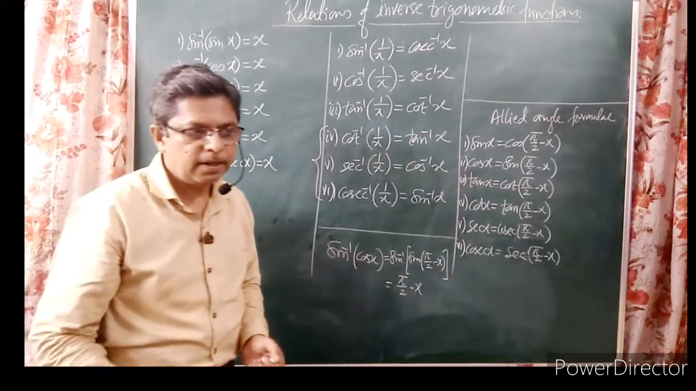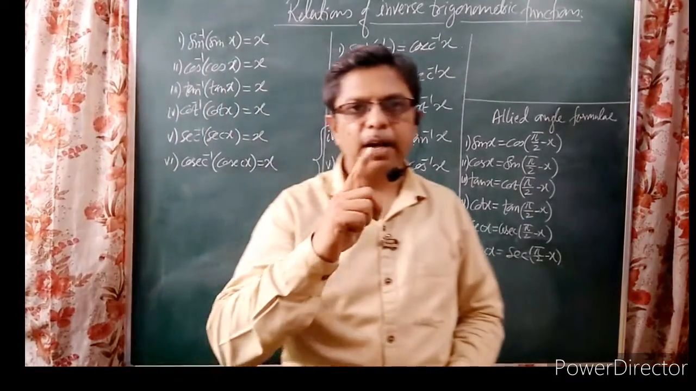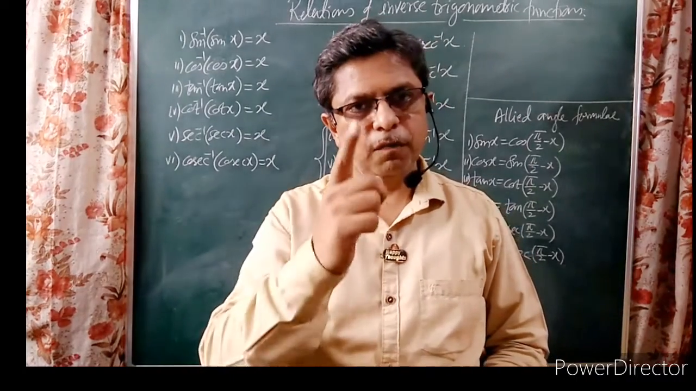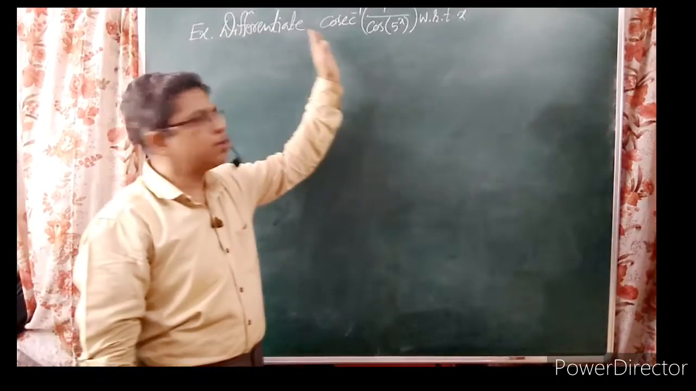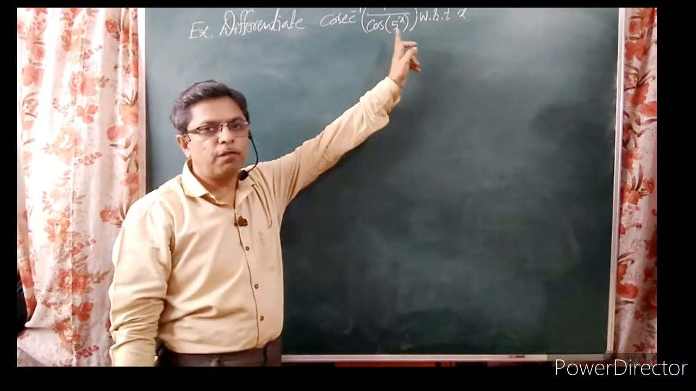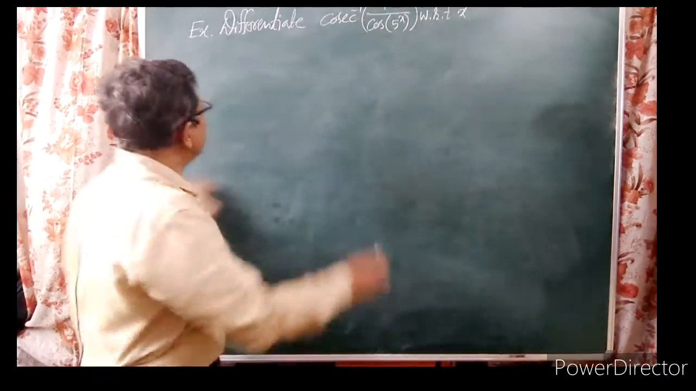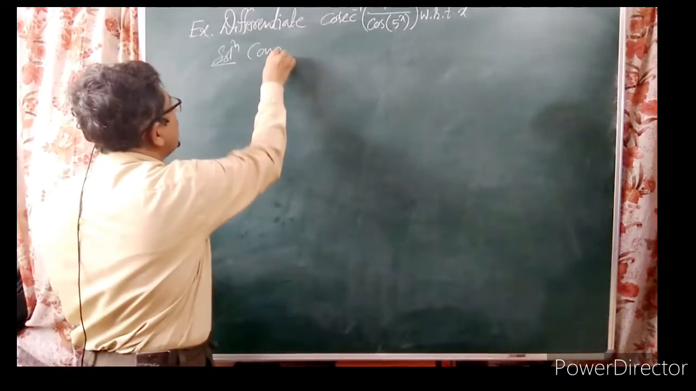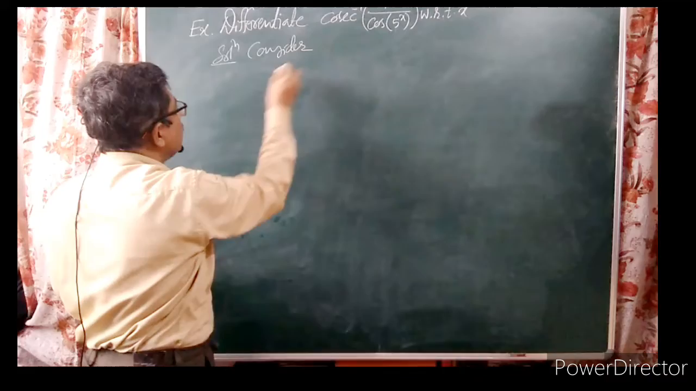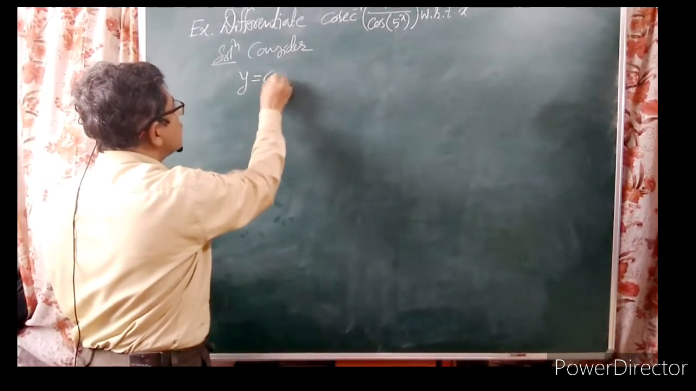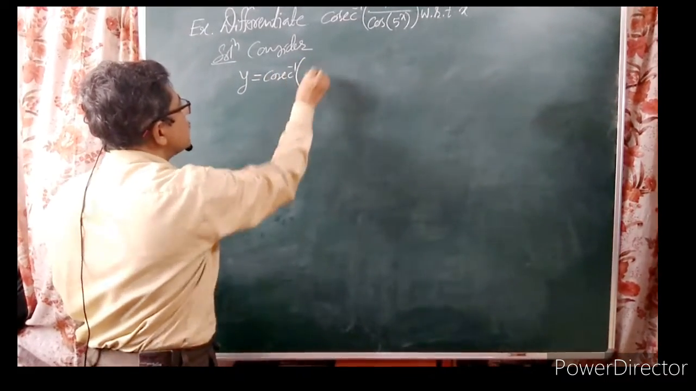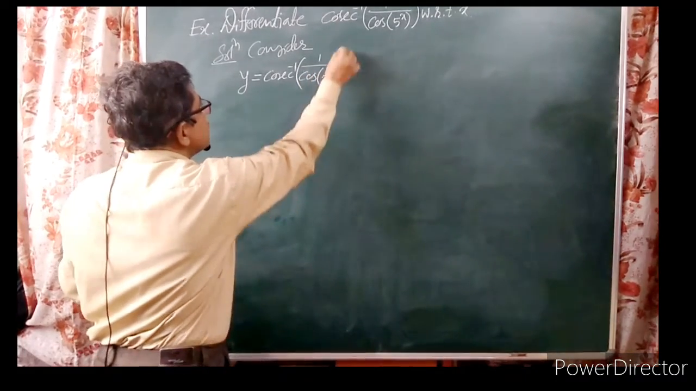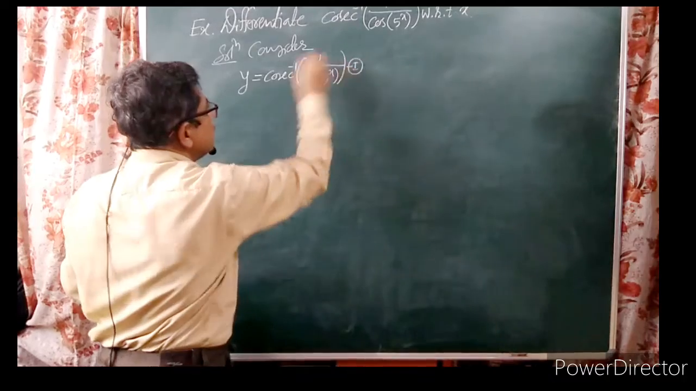What is the second type? Differentiate after simplification. So we'll go for the first example. We have to differentiate cosec inverse 1 upon cos of 5 raised to x with respect to x. So consider this. We'll go for the solution. I will call the given function y. It is cosec inverse 1 upon cos of 5 raised to x. I will call this first.